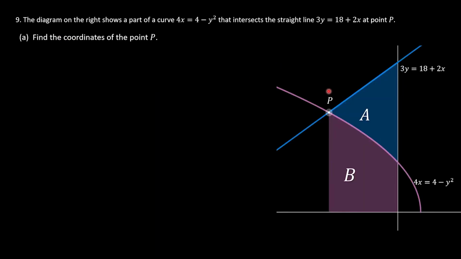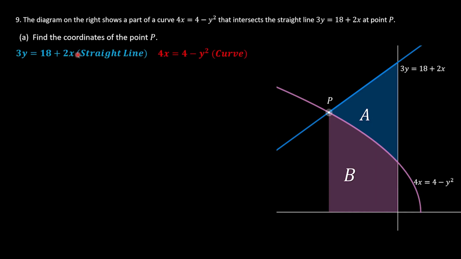The diagram on the right shows a part of the curve. The pink color one has the equation 4x equals 4 minus y squared, and the blue color straight line has the equation 3y equals 18 plus 2x, and they intersect at point P. In order to find the intersection, we know we just need to use simultaneous equations.